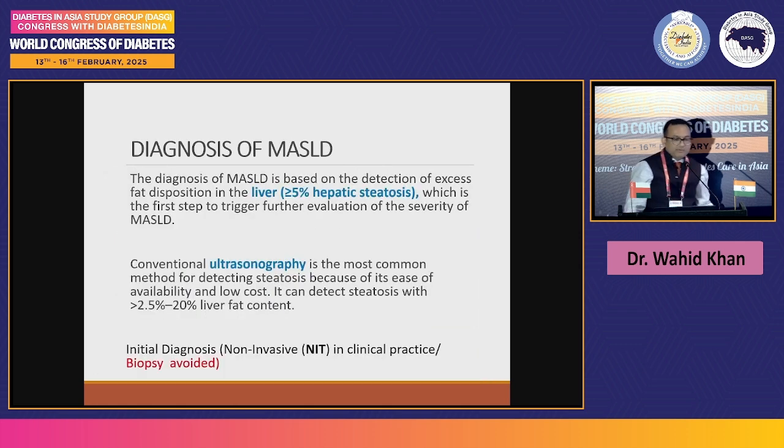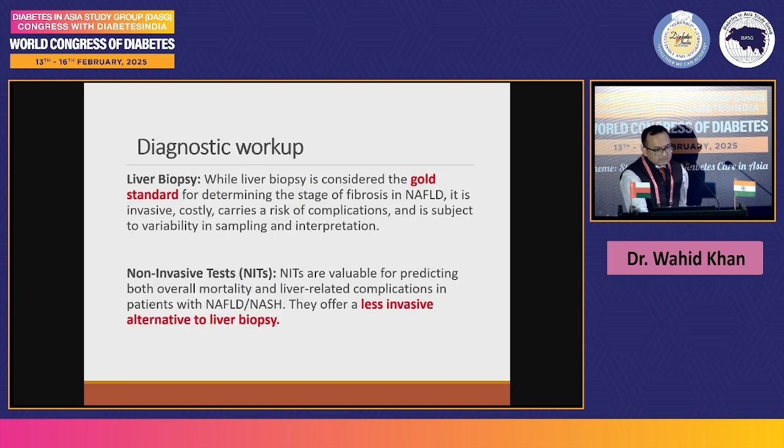The diagnosis of MASLD is based on detection by ultrasound of more than 5% hepatic steatosis, which is the first step to trigger further evaluation of such patients to divulge the severity of MASLD. Though liver biopsy is the gold standard method to determine the liver fibrosis, it being an invasive and costly test, non-invasive tests come into play, which are less invasive and a better alternative to liver biopsy in our clinical settings.